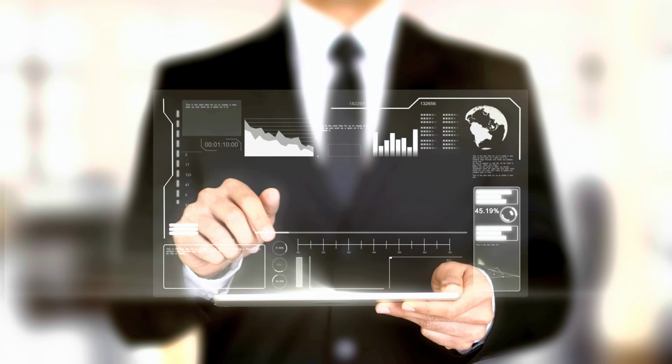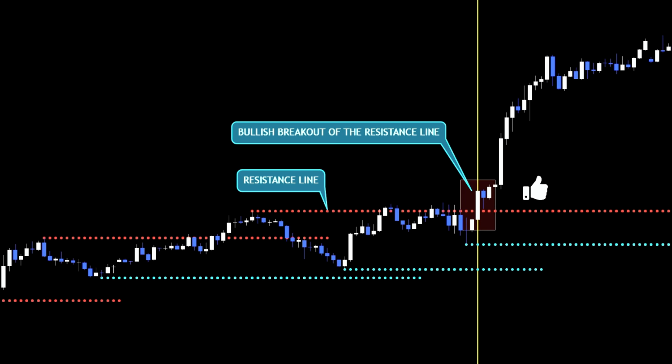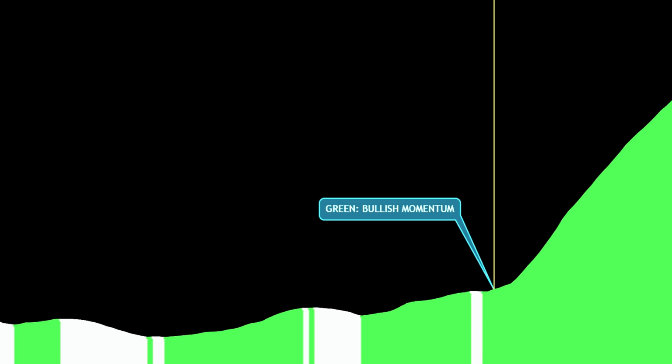Now that the chart is set up, we need some clear rules to make money trading with this strategy. Let's start with the rules for a buy trade. First, you're looking for a price to break above a red resistance line. That's a swing high from the swing high low support and resistance indicator. Next, we want to see green bars on the squeeze momentum indicator rising above the zero line to confirm there's bullish momentum behind the move.